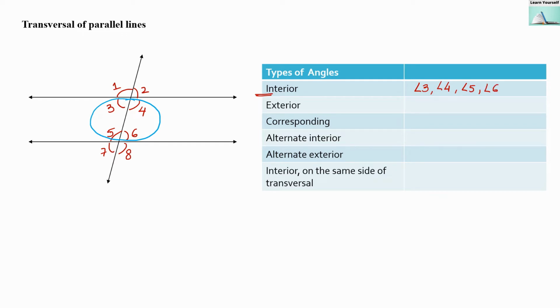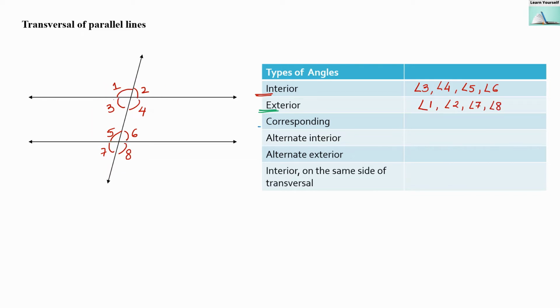Now comes exterior angles. Exterior angles are the angles which are towards the exterior part of these parallel lines. So here you can see angle 1 and 2 are in the exterior region, and angle 7 and 8 are in the exterior region. So we have 4 different exterior angles here: angle 1, angle 2, angle 7 and angle 8.